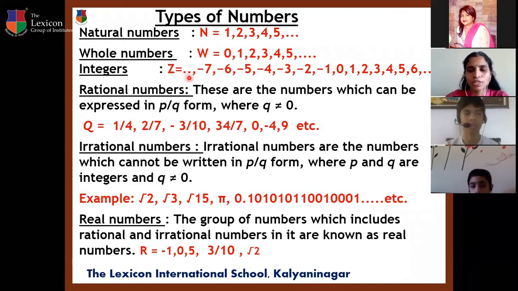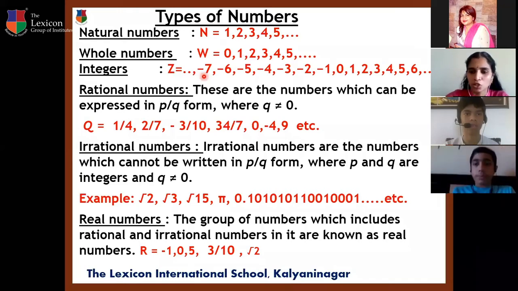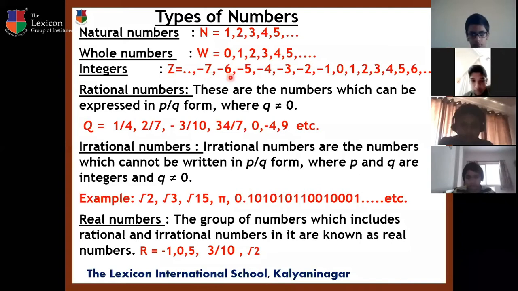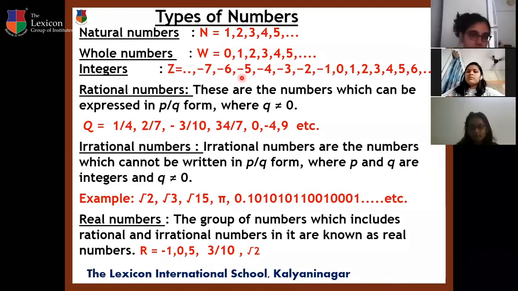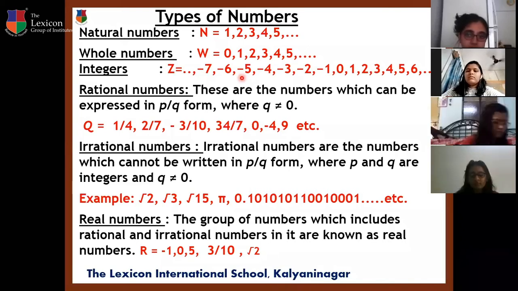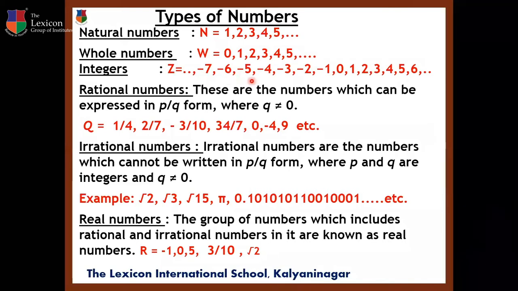You all know that integers we already learned from 6th standard. It is all the positive numbers, negative numbers, and 0. Okay, 0 is not positive, not negative. So we can say that integers are the combination of whole numbers and negative natural numbers. Is it? So negative numbers, 0, and positive numbers will make integers.